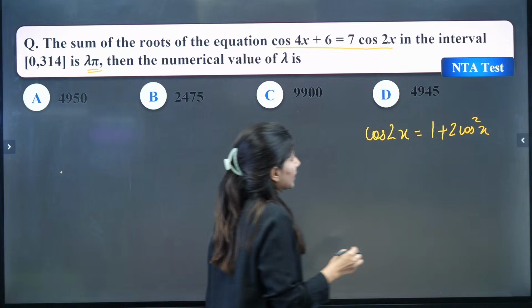So yes, 1 plus cos 2x is equal to 2 cos square x. This is the formula, right? All right. So from here, can I write that cos 4x will be equal to 2 cos square 2x minus 1? Can I apply this formula in this? So cos 4x will be replaced by 2 cos square 2x minus 1 plus 6 is equal to 7 cos 2x. Now what I can do is I can just replace this cos 2x with the value t.